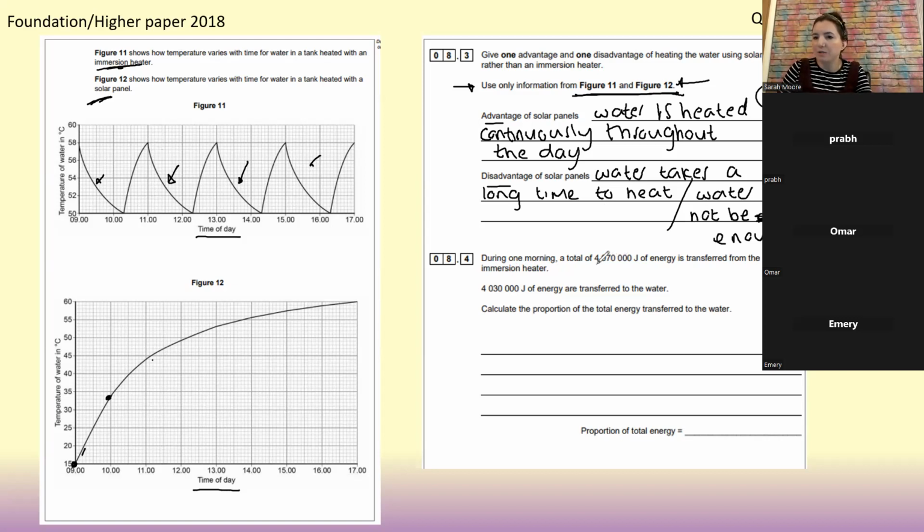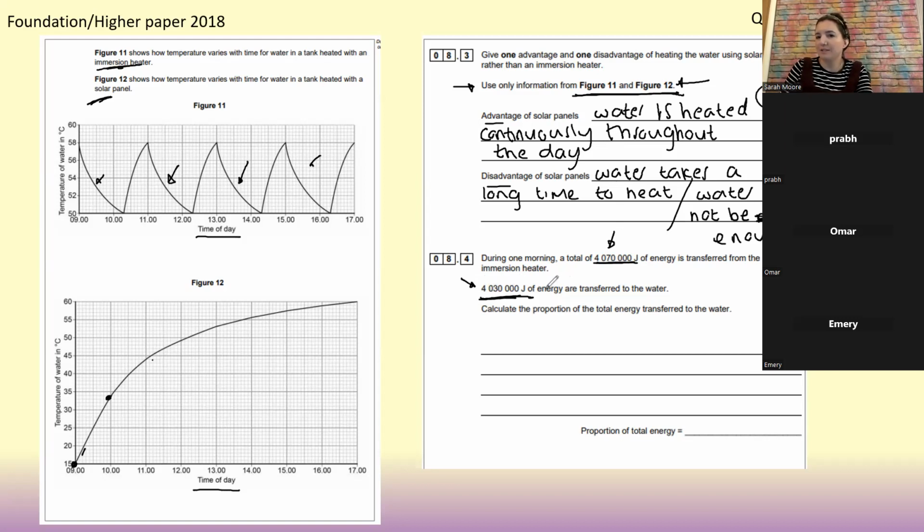During one morning, a total of 4,070,000 joules of energy is transferred from the electric immersion heater. 4,030,000, okay, those numbers are different. Just be careful there. So when we're in an exam situation and we're anxious and our heart is pumping and we've got lots of adrenaline flowing, it can be very easy to make silly errors, and confusing those numbers for being the same thing could be one of them, because I nearly missed it then. And I've looked at this quite a few times in preparation for this evening.